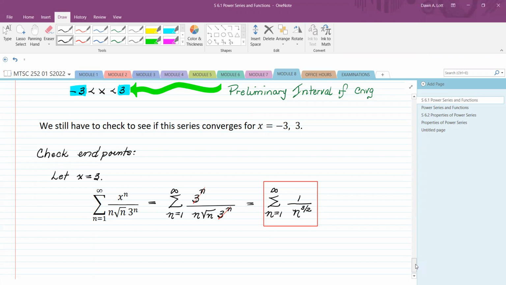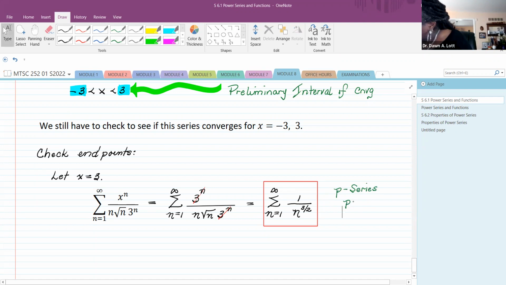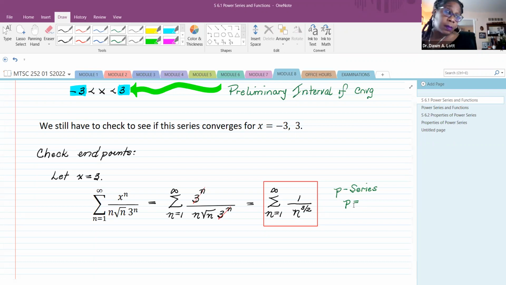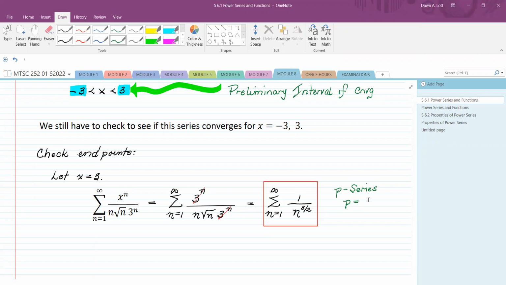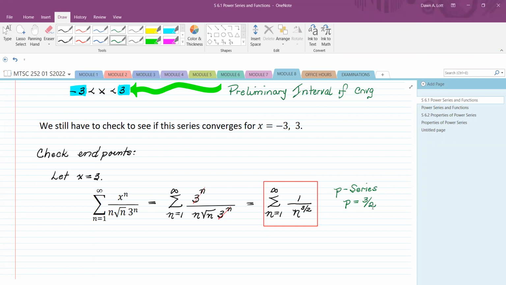Now, we already identified this as a P series. Oh my gosh, I'm so proud of you guys. P series, what is P? Well, 3/2. Good. So does this series converge or diverge? Diverges since it's not less than 1.